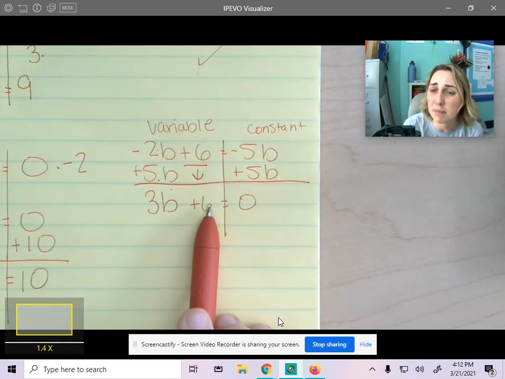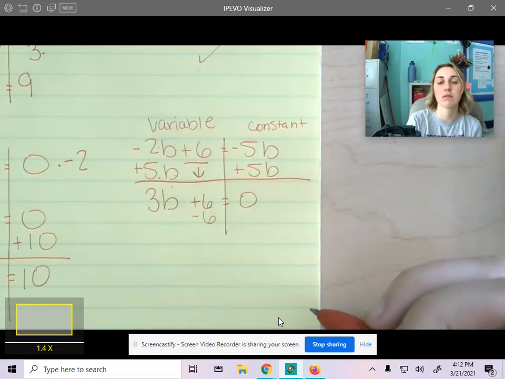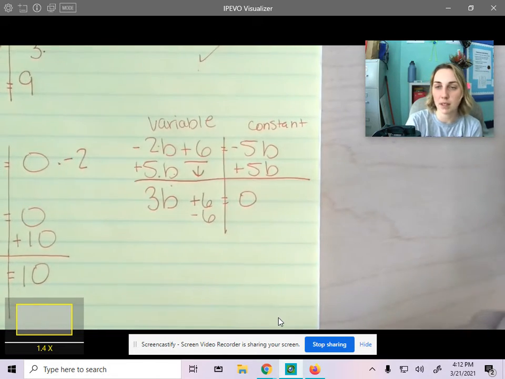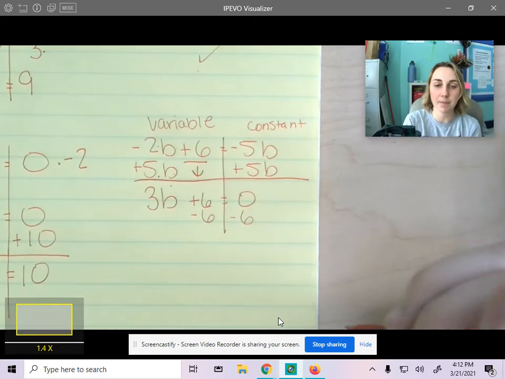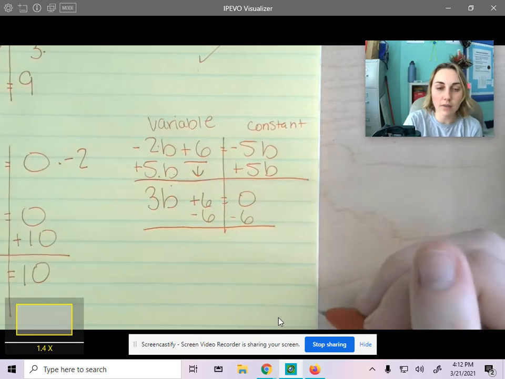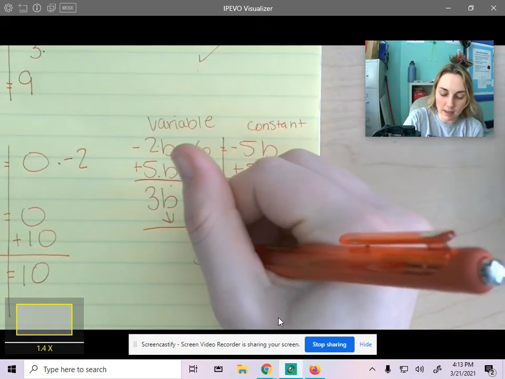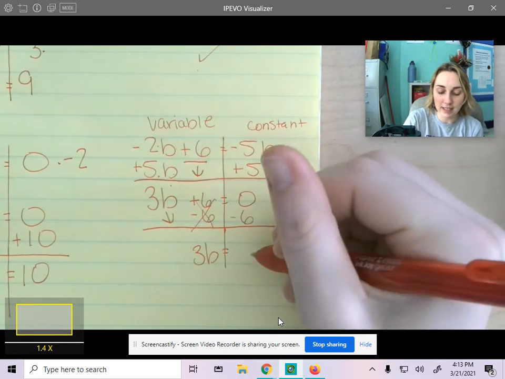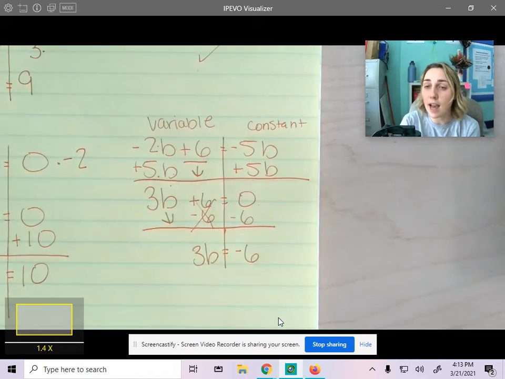So I need to get rid of this plus 6. So the opposite of a plus 6 is subtraction by 6, or negative 6, whatever, same thing. And if I do that on one side, I have to do it on the other side as well, with the balance beam. So now let's solve. These canceled out, they're opposites. So I'm going to bring down my 3b, and then 0 minus 6 is going to leave me with negative 6. Okay?